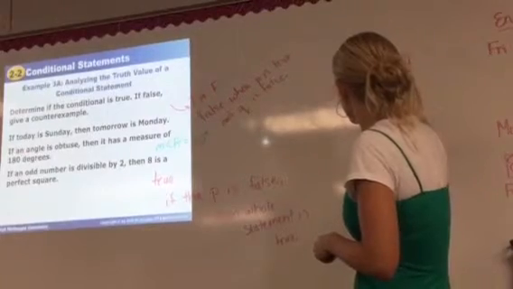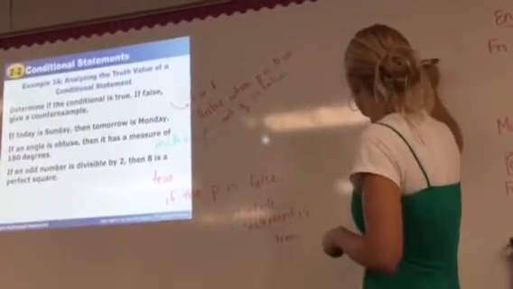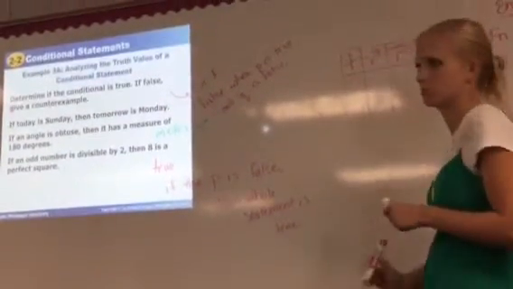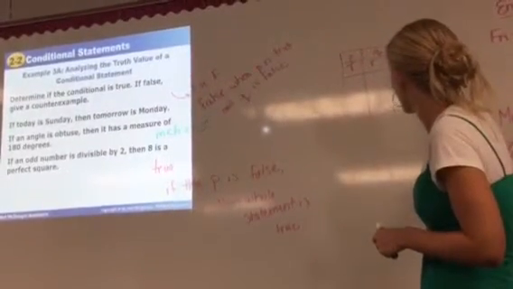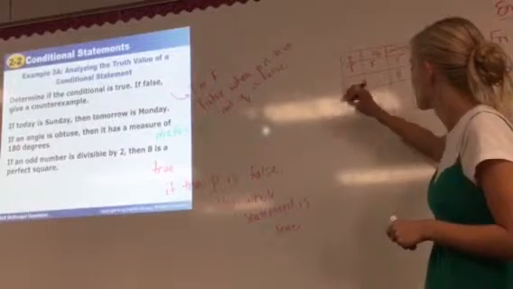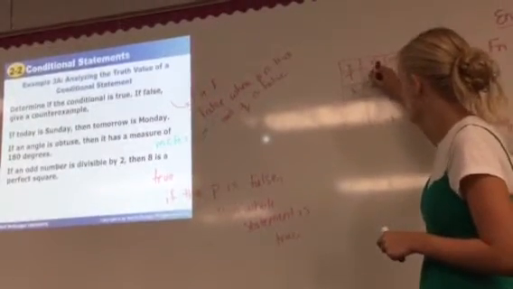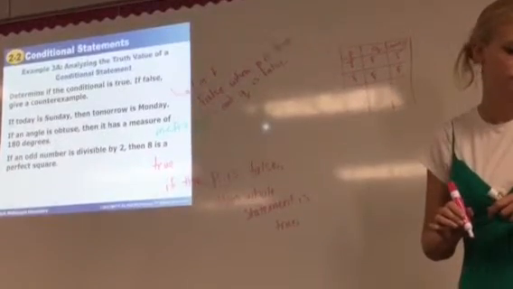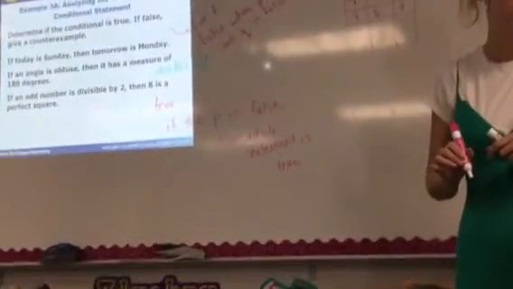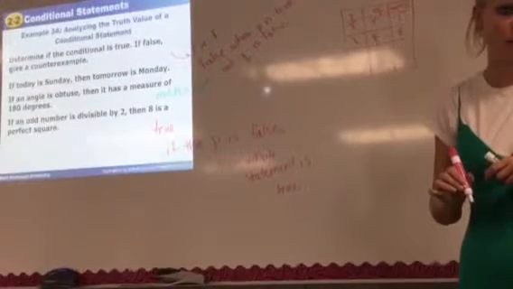Okay, if P is true and Q is true, we know the conditional is what? True. When do we know the conditional is false? When have we already talked about? When P is true and Q is false. I'm just letting you write a little bit.